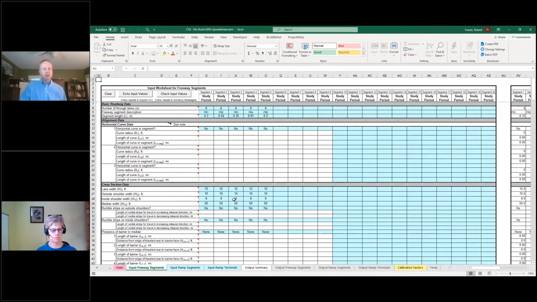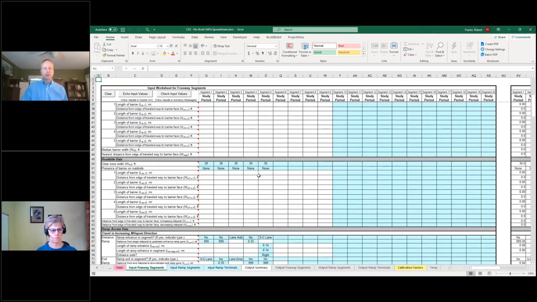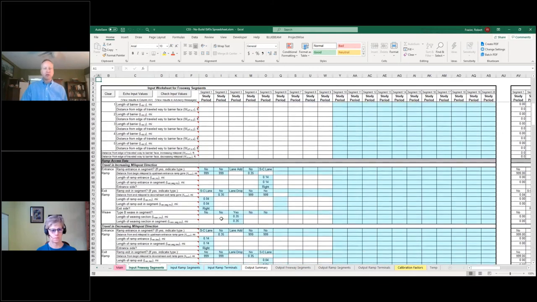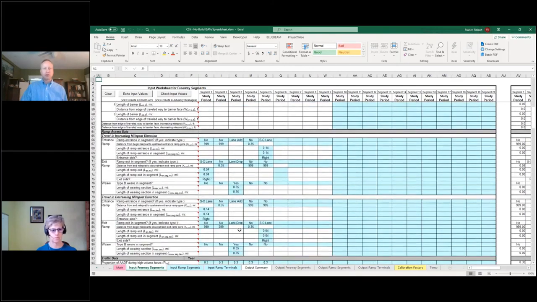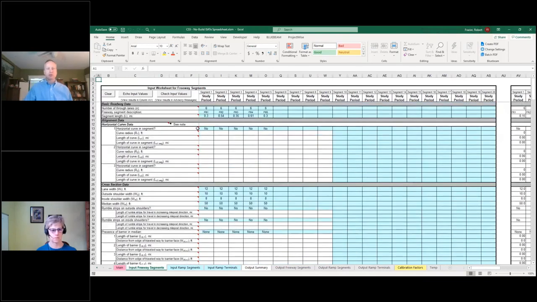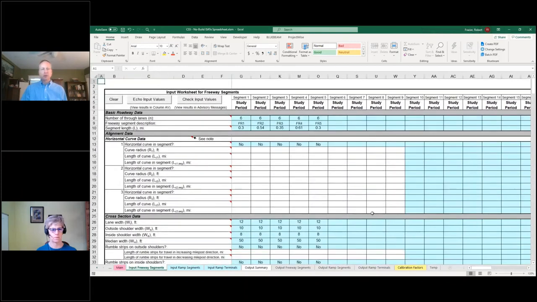So the first tab after the main is the input freeway segments, and we've gone ahead and entered all the data in for the freeway segments for the no build condition. So number of through lanes, the length, the lane width, and all the information here. And if you scroll down, you see there's information about the ramps. So I'll just scroll through these so you see what's in there. I'll also zoom in a little bit. So number of through lanes and segment length is in there.